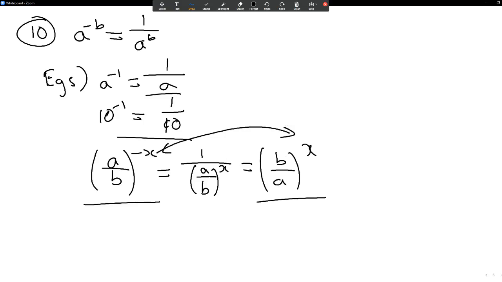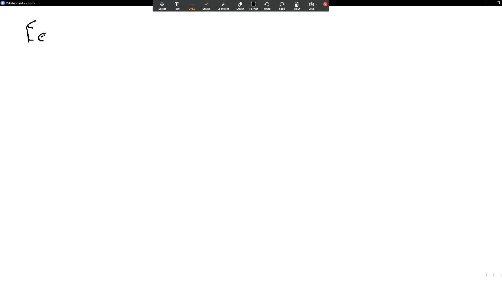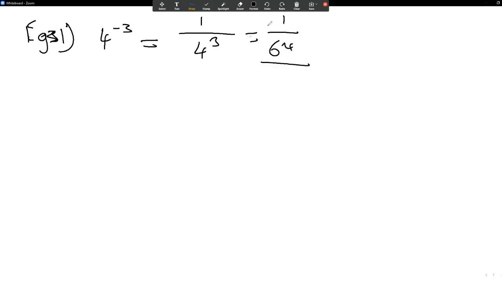Okay, let's do some examples then, on all the rules we've learned. So, how can we simplify this? In fact, I'll do example 1. Well, what we can do is, remember, we have this negative, so let's put it on top. We have 4 cubed, and remember, we've learned that 4 cubed is 64. So that is our answer.